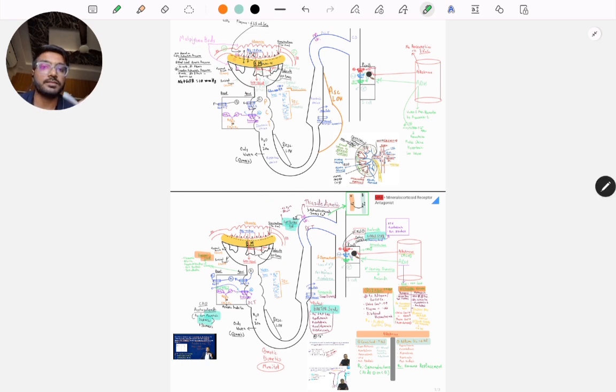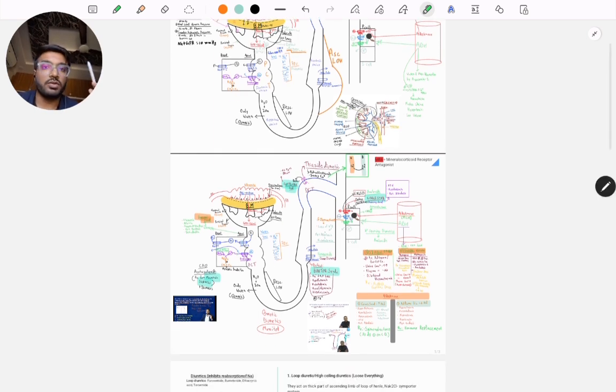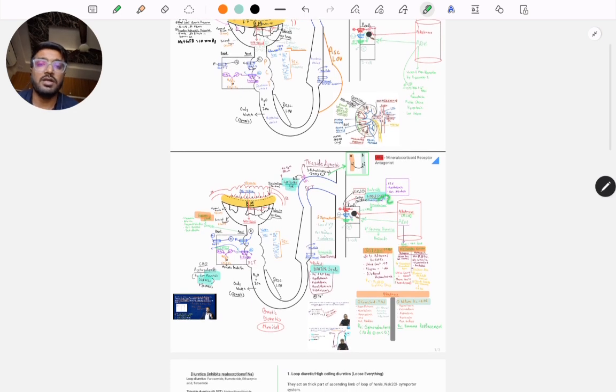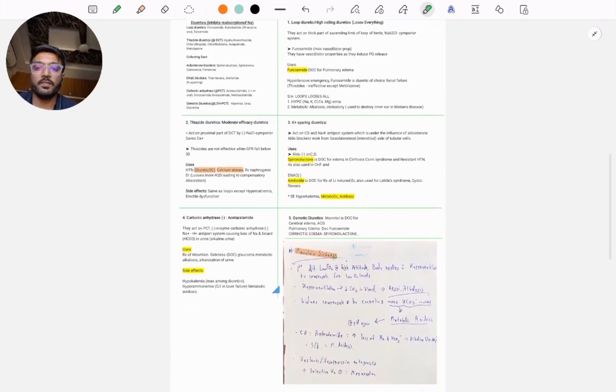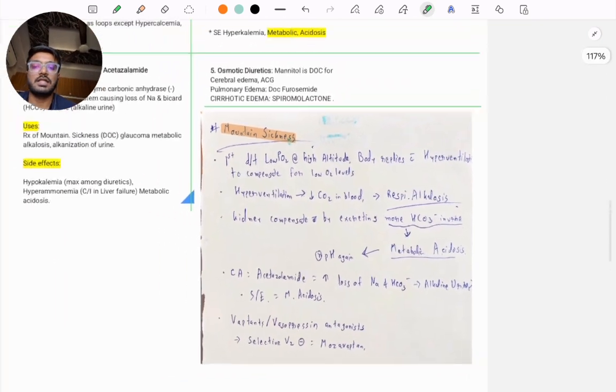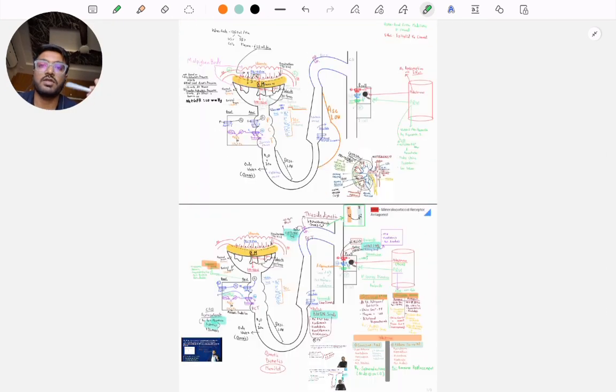This is from my notes, and it's going to be helpful, and you can learn things pretty easily. It's not that hard to remember these things when we have such diagrams here. And also the pharma integration which I mentioned, it's already here, and I have also mentioned things about mountain sickness here. Right, thank you for watching this, and all the best for your FMGE journey.